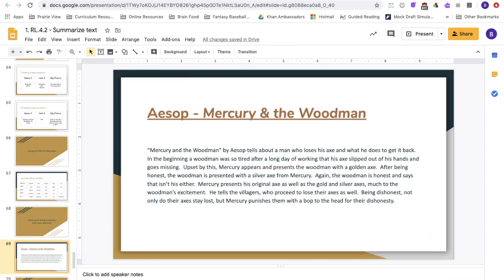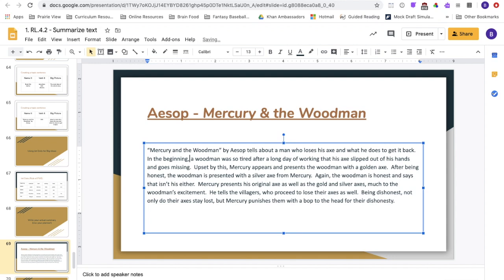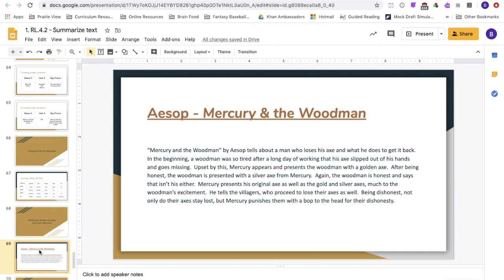So it looks like we did a pretty good job. I think the last thing that we would want to do is go through and make sure there are no unnecessary details. If they are unnecessary, let's take them out. In the beginning, it tells us about how the problem starts. Talks about the golden axe and then the silver axe, the honesty, and then he gets the original axe. Tells the villagers, by being dishonest, not only do their axes stay lost. Yep, so it looks like everything in there is important and necessary to our summary.